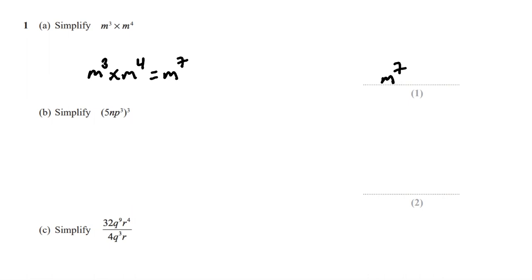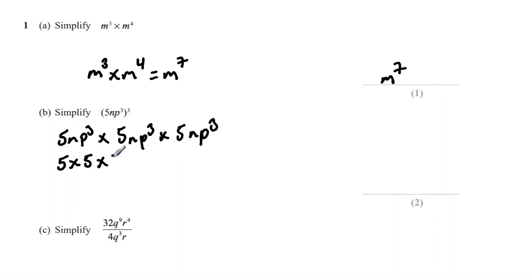1b, simplify (5np cubed) raised to the power of 3. I'm just going to rewrite this question as 5np cubed times 5np cubed times 5np cubed. Now I'm going to multiply the numbers and variables together. So I'm going to start off by multiplying all the 5s together. So we have 5 times 5 times 5, which gives me 125.